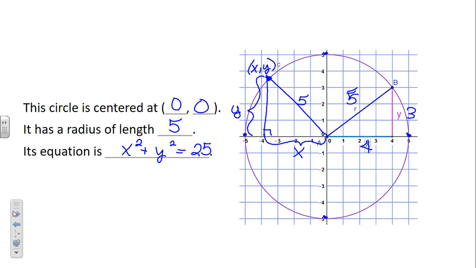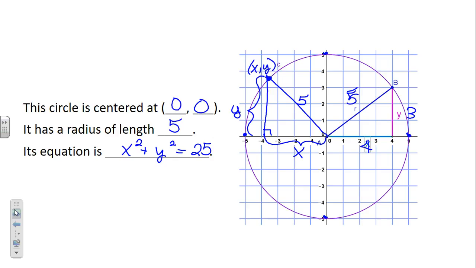Make sense? Remember this equation? Looks a lot like the Pythagorean Theorem. x squared plus y squared equals r squared. Or a squared plus b squared equals c squared, but x squared plus y squared equals r squared. Okay? You see the connection, right? All right, questions on this so far?